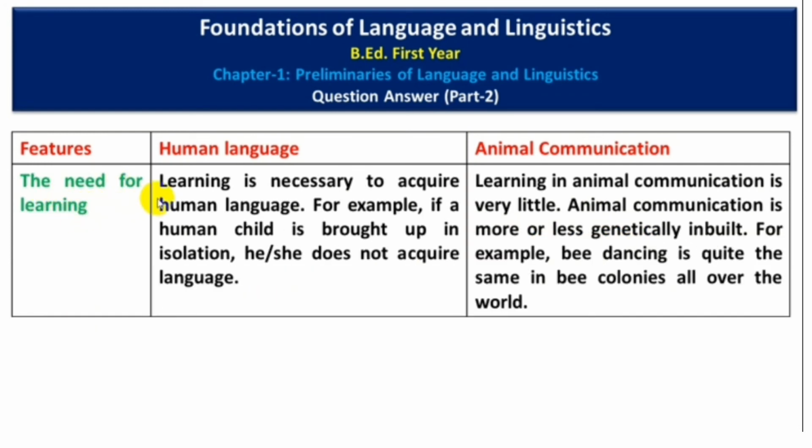The need for learning. Learning is necessary to acquire human language. For example, if a human child is brought up in isolation, he or she does not acquire language. Learning in animal communication is very little. Animal communication is more or less genetically inbuilt. For example, bee dancing is quite the same in bee colonies all over the world.